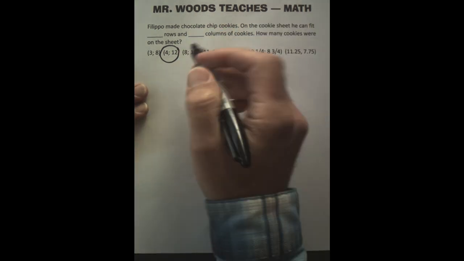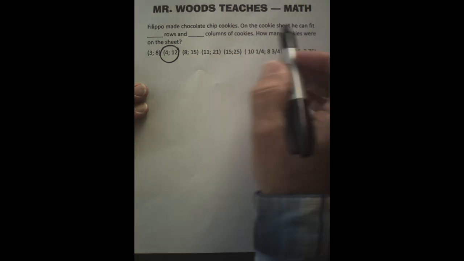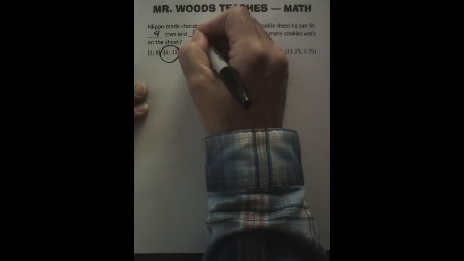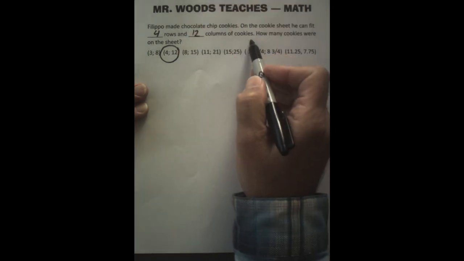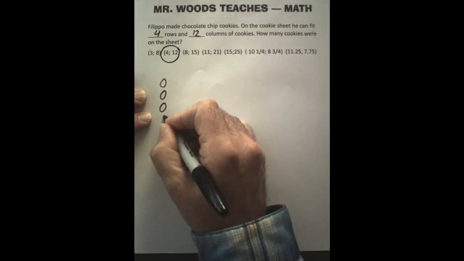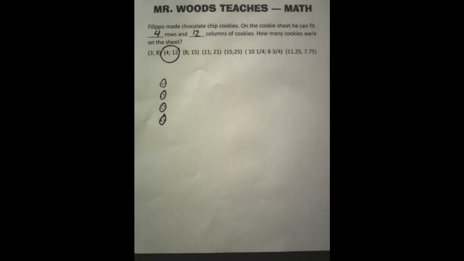So Filippo made chocolate chip cookies. On the cookie sheet, he can fit 4 rows and 12 columns of cookies. How many cookies were on the sheet? Well, oh gosh, I'm unsure about my multiplication skills, but I can create 4 rows. 1, 2, 3, 4. You can make them look like cookies as well. Now I need to have 12 columns.